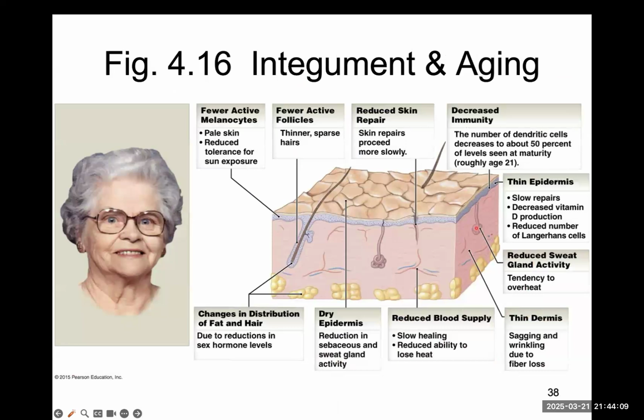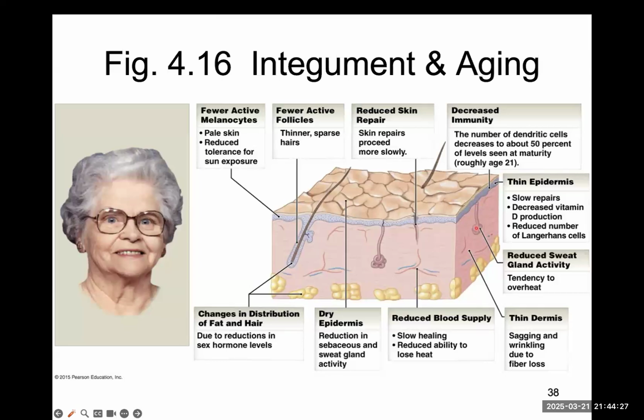And then we have this last slide. So what happens to your skin as you get old? What happens is you have less pigment in the skin, so your skin gets lighter in color. You have fewer blood vessels, so an old person is always going to be cold because they can't get blood to their skin because they have fewer blood vessels.